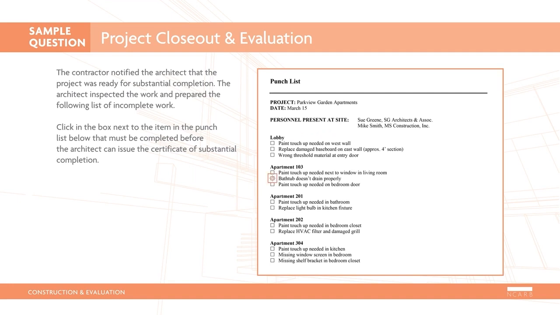Here is the correct response. According to the Project Resource Manual, CSI Manual of Practice, reaching substantial completion does not mean all work is completed. However, any remaining work must not prevent the owner's use of the building. The only item on this punch list that prevents full use of the building is the bathtub that doesn't drain properly. This AE level item requires you to evaluate a typical construction procedure and determine the required outcome.